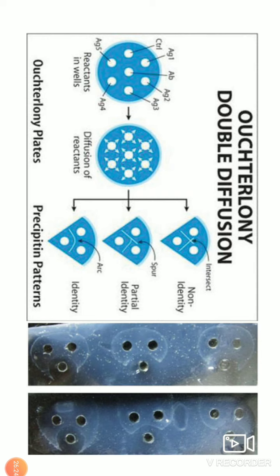And in the first one where there is non-identity, the two lines intersect. Definitely there will be a zone of equivalence without interaction also, because of the diffusion inside the agar. So they form precipitin lines which cross each other, indicating that they do not have full identity. So that means they do not share common epitopes. When you say full identity, there is presence of common epitopes in the antigens. Partial identity means that out of the two, only one has the epitope which can be recognized by the antibody that has been loaded.